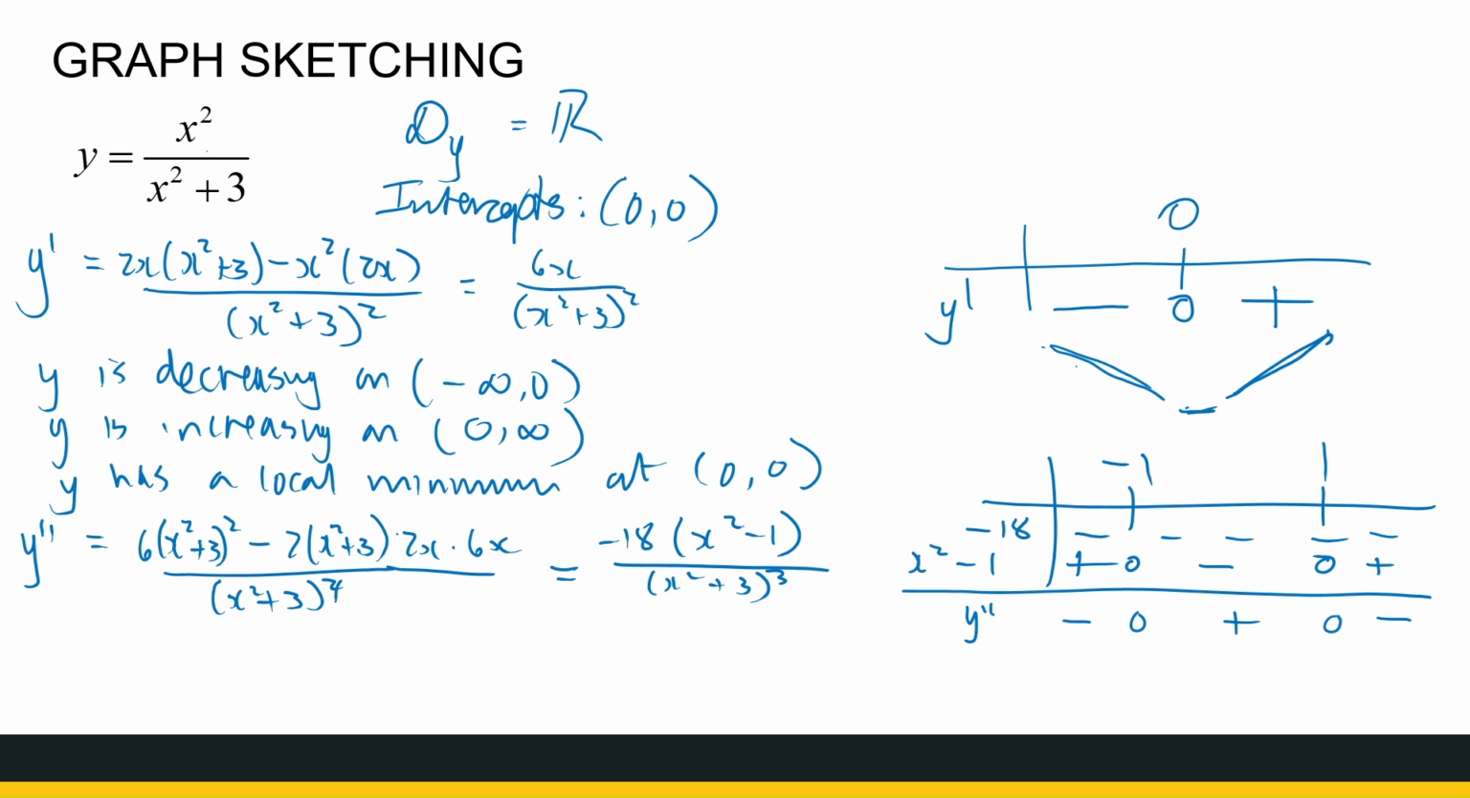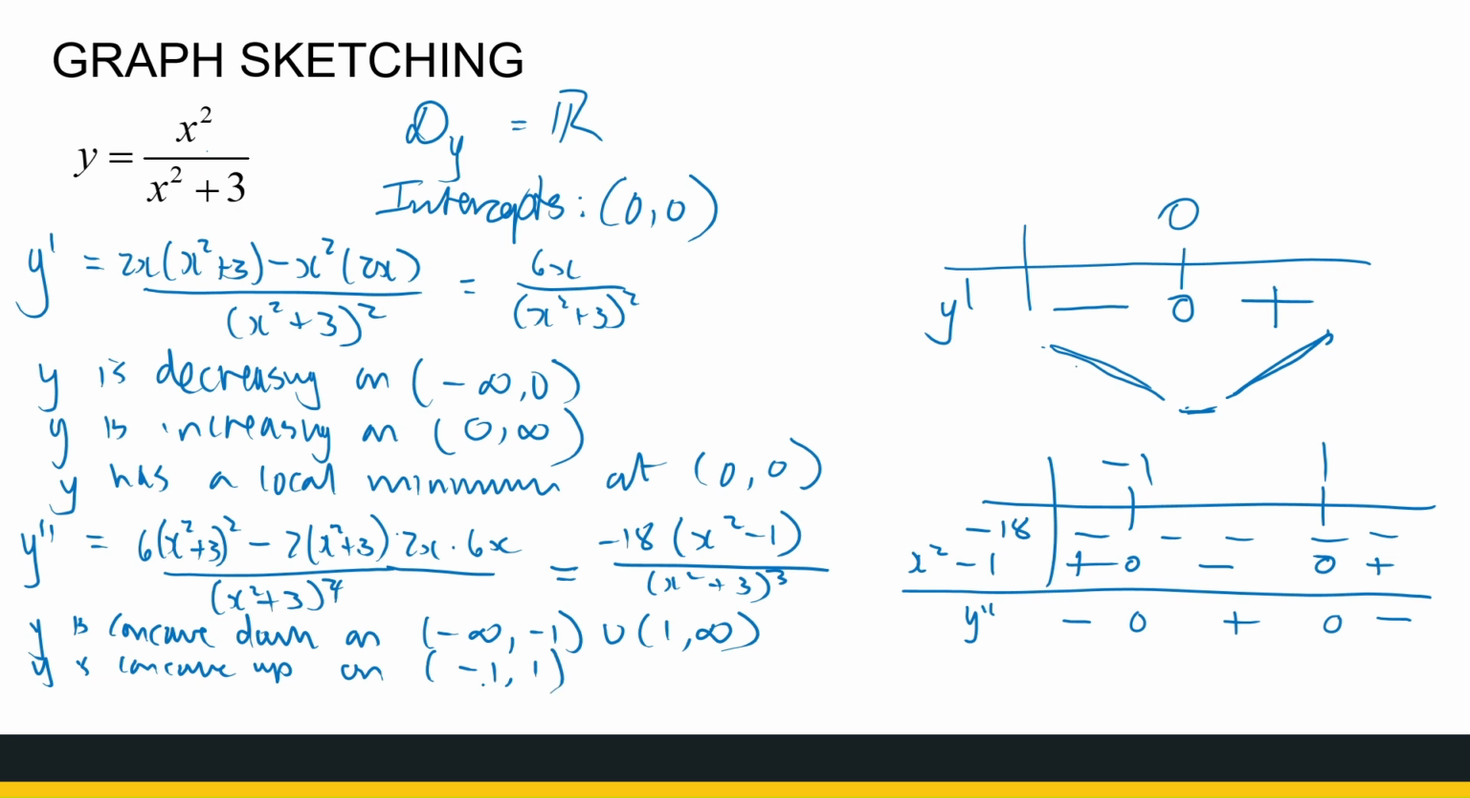So negative second derivative means concave down. So y is concave down on the interval minus infinity to minus 1, and then again from 1 to infinity. Y is concave up on the interval minus 1 to 1.